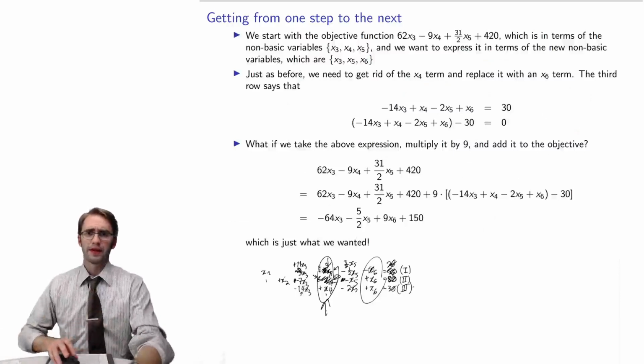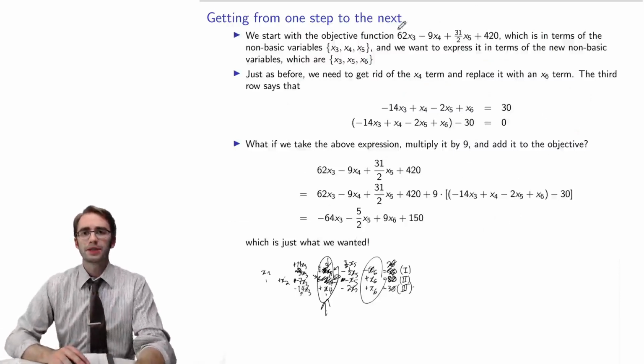Let's work out where that comes from. We start with this objective function here in terms of some non-basic variables, and we want to express it in terms of the new non-basic variables, which are the other terms. So you want to go from 3, 4, 5 to 3, 5, 6. What does that mean? We want to get rid of that x4 term, and we want to replace it with an x6 term, just as we had happening before.